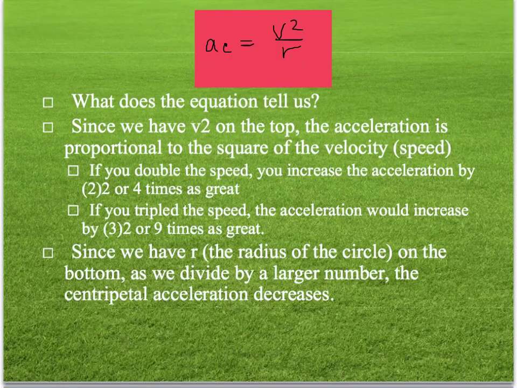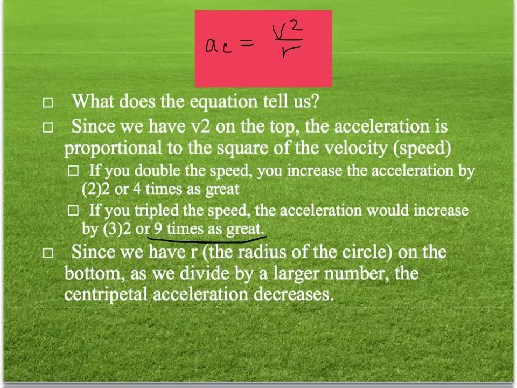So what does this equation tell us? Since we have v squared on the top, that means that the acceleration is proportional to the square of our velocity. If we take that velocity or that speed and double it, we need to square it, so we're going to end up with 4 times the acceleration. If we tripled it, we would have 9 times the acceleration.